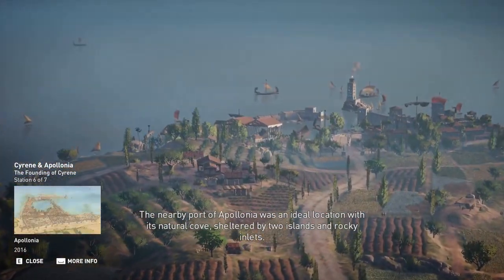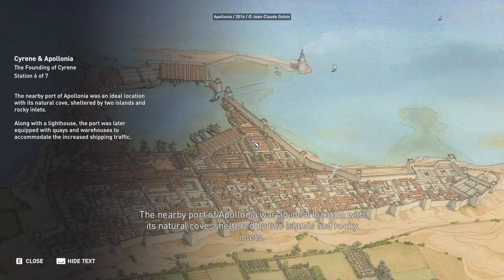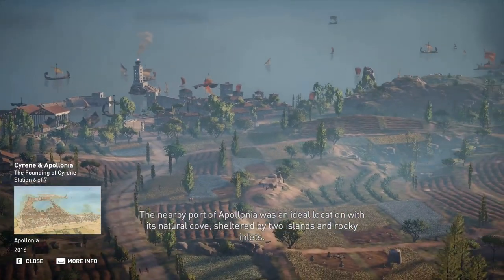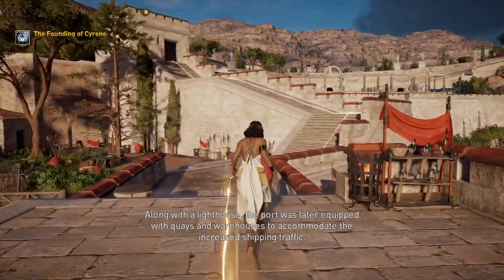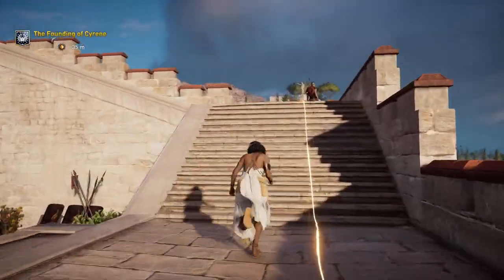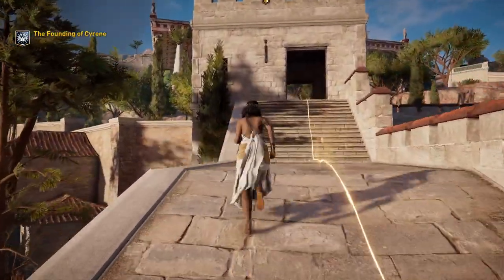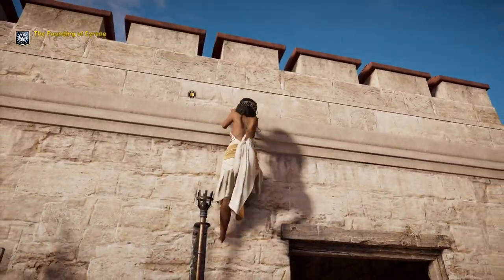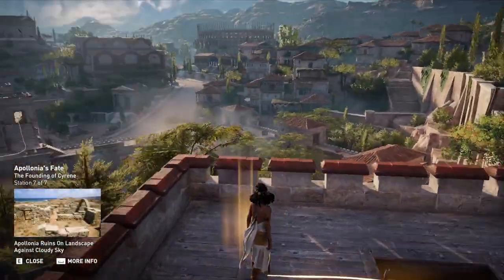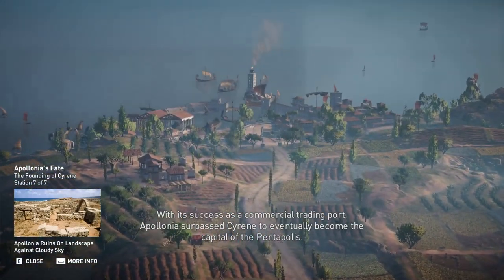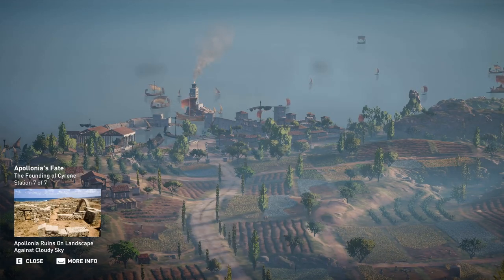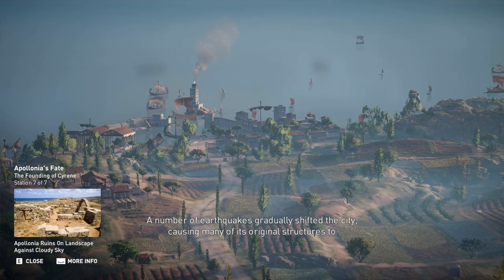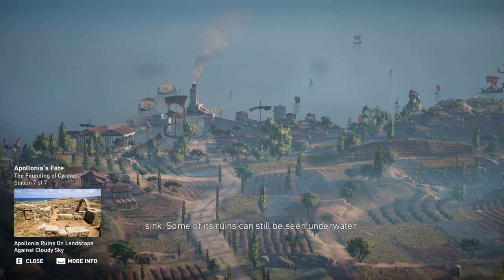The nearby port of Apollonia was an ideal location, with its natural cove, sheltered by two islands and rocky inlets. Along with a lighthouse, the port was later equipped with quays and warehouses to accommodate the increased shipping traffic. With its success as a commercial trading port, Apollonia surpassed Cyrene to eventually become the capital of the Pentapolis. A number of earthquakes gradually shifted the city, causing many of its original structures to sink. Some of its ruins can still be seen underwater.